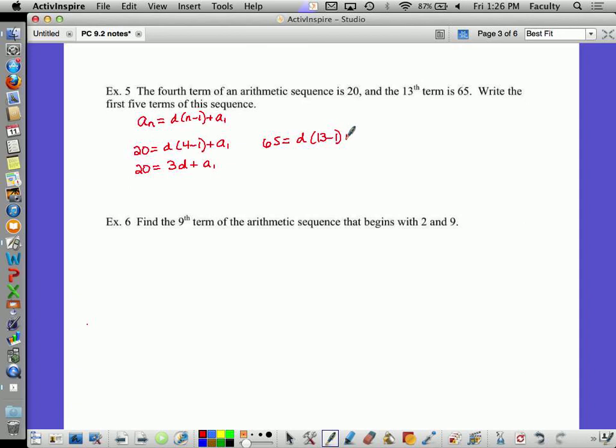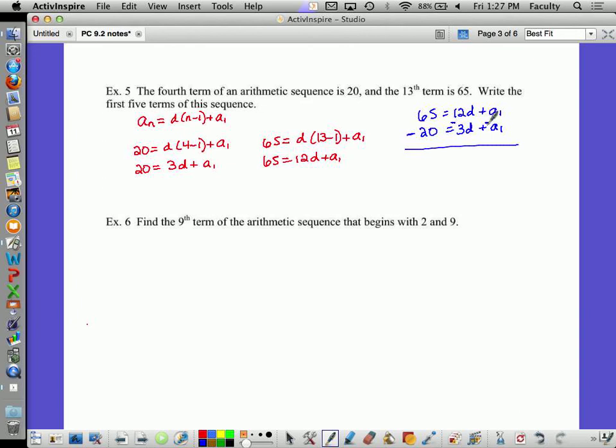N is 13. Does anybody know where I'm headed with this? A system of equations. Nice. So this is giving me 65 equals 12d plus a sub 1. 20 equals 3d plus a sub 1. Huh, isn't that weird? In the last chapter, you solved systems of equations. That's so amazing.